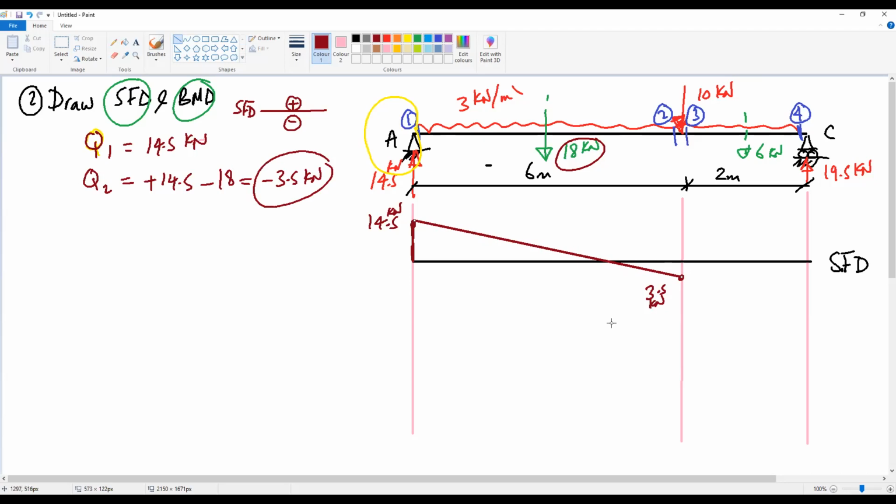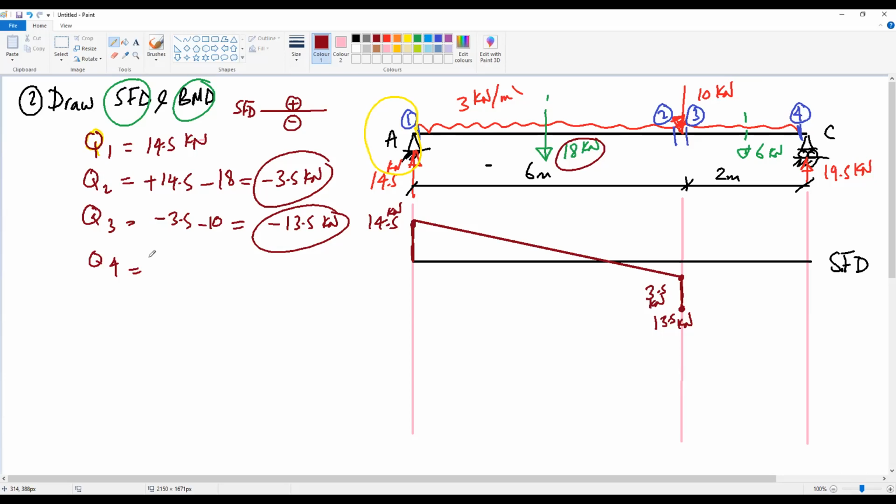Okay. Now we go to the next section. What is the next section? Section 3. At section 3, we have Q3. Q3 will be Q2, which is negative 3.5, minus 10, because 10 is going down, so we reach minus 13.5 kilonewton. So the shear at section 3 is negative 13.5. So we go down to 13.5 kilonewton.